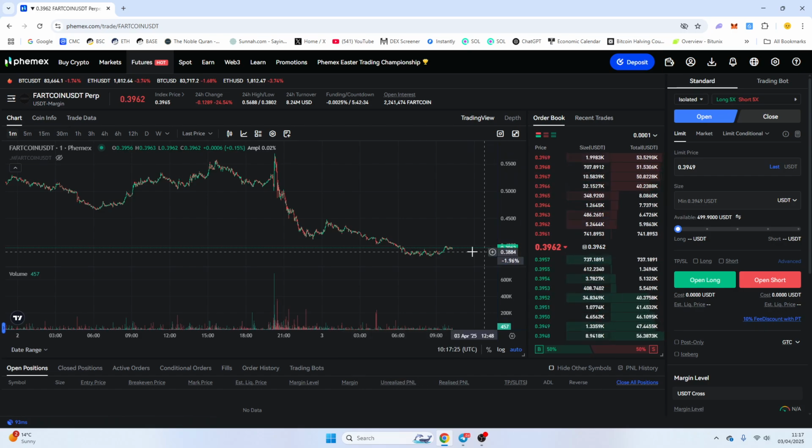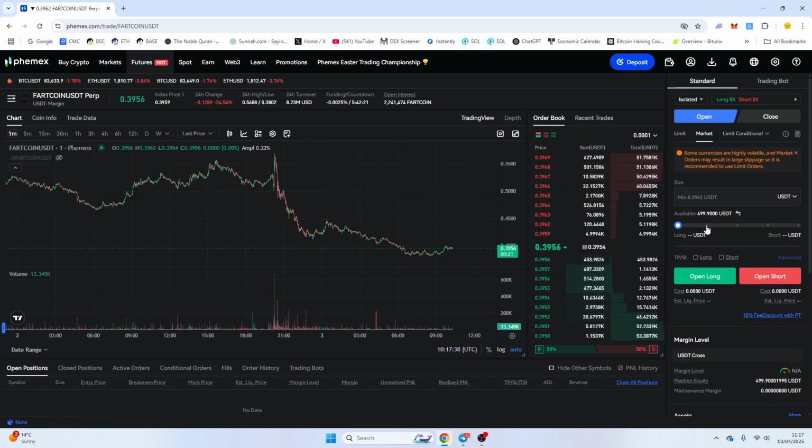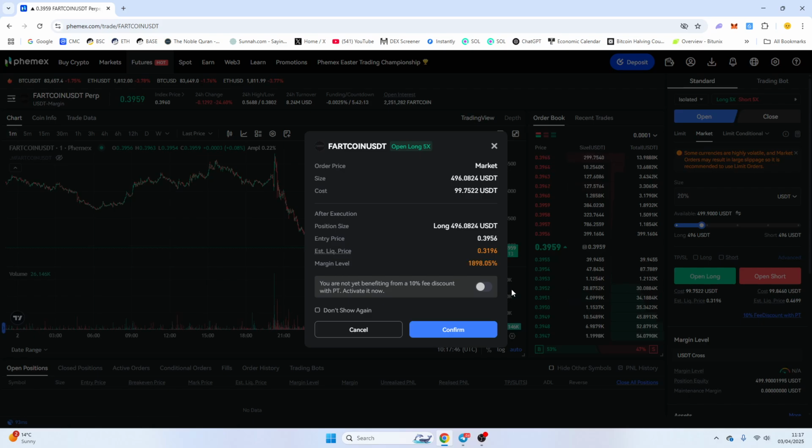5 is fine. So for 5, for me to make good money, it would have to come up to this position around here, depending on how much you want. Again, we have the limit order, so you could say I want it to open a position here. So we're going to go with market and we're going to go with a 20%, which is $100. And I want to long this position now. It will give me all the breakdown and it will say my estimated liquidation is at 31 cents, meaning I will lose all my money in that position.